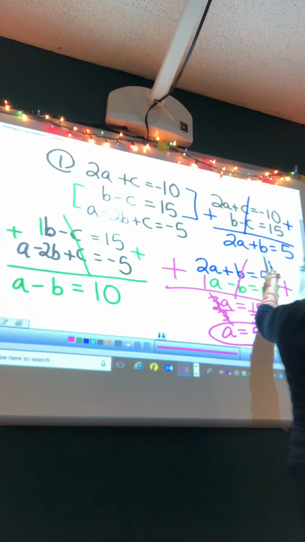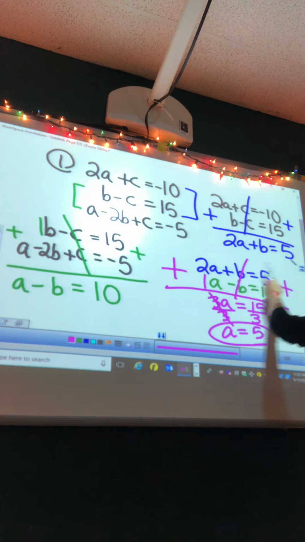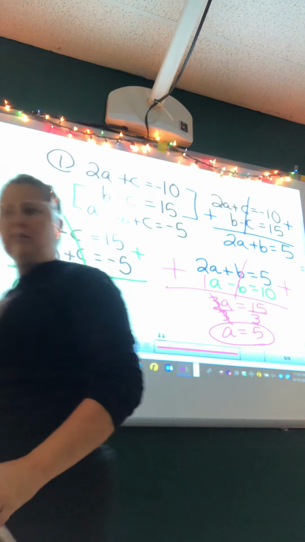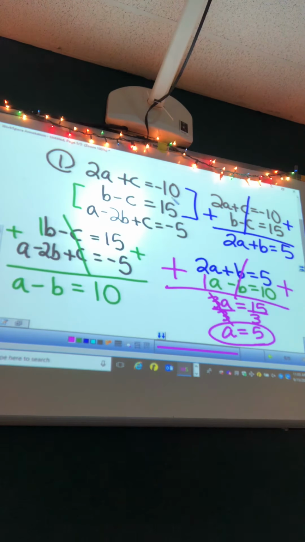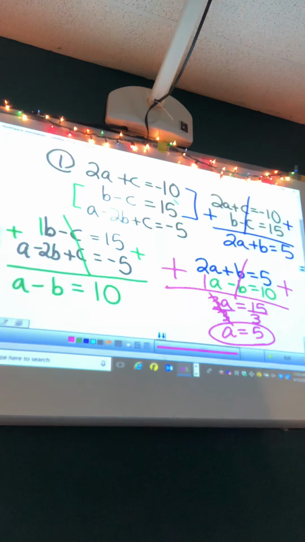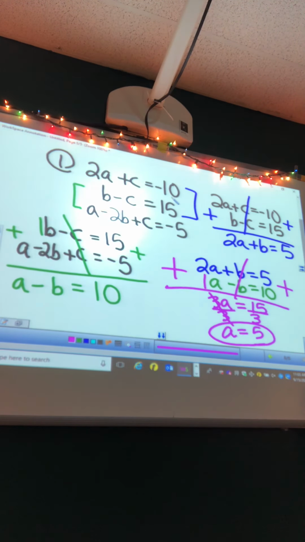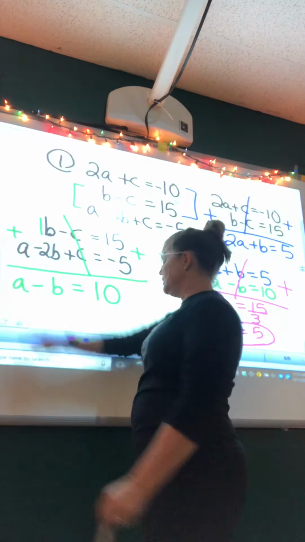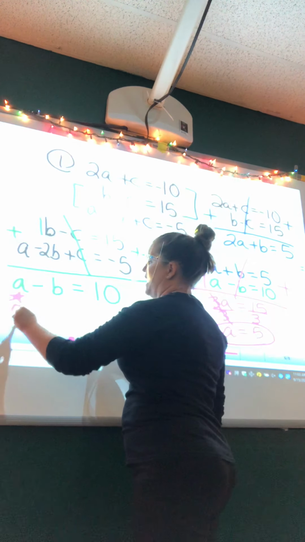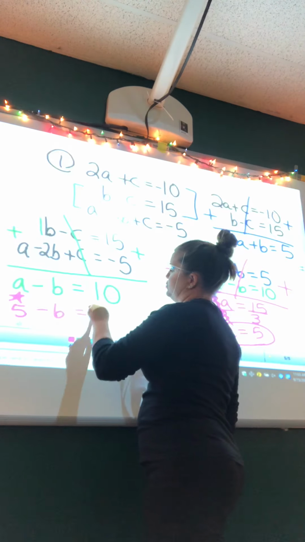I have a 2a plus b equals 5 here. I have a 2a plus c equals negative 10 there. Does not matter as long as we do correct work. We want to go into the green, the blue, or this first equation? Green. All right, so taking this A, plugging it in over here. So we really have 5 minus b equals 10.